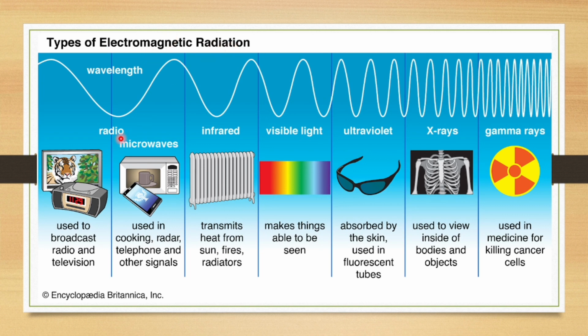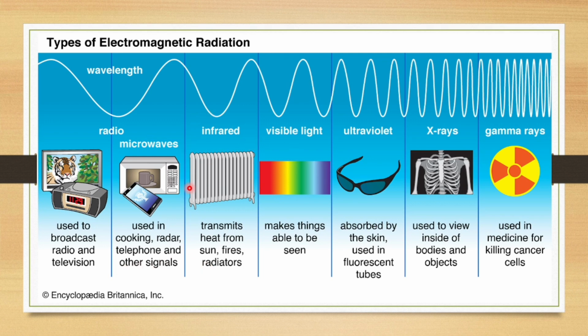The starting point is radio waves. Radio waves, as you know, have a lower frequency. You can see this is the frequency. They have a lower frequency, but a longer wavelength. Because of this longer wavelength and lower frequency, they have lower energy. These radio waves are used to broadcast radio and television. Next are your microwaves. They are used in cooking, radar, telephone, and other signals.